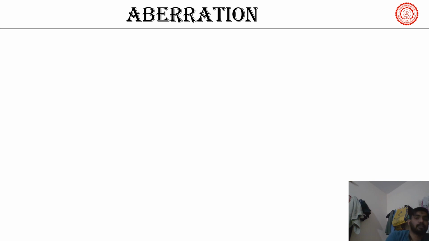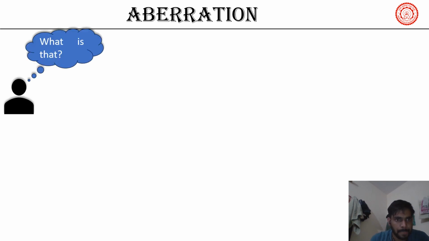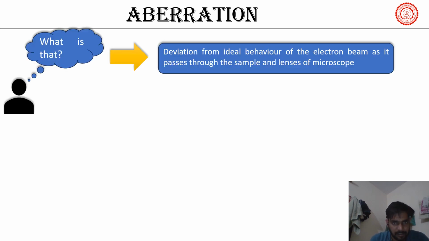Now coming to the portion on aberration, the first question is: what is aberration? Aberration is basically a deviation from the ideal behavior of the electron beam as it passes through the sample and the lenses of the microscope.